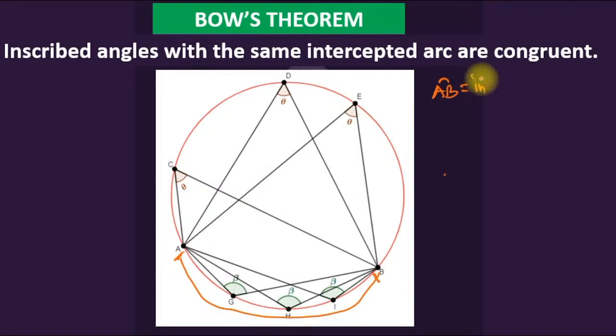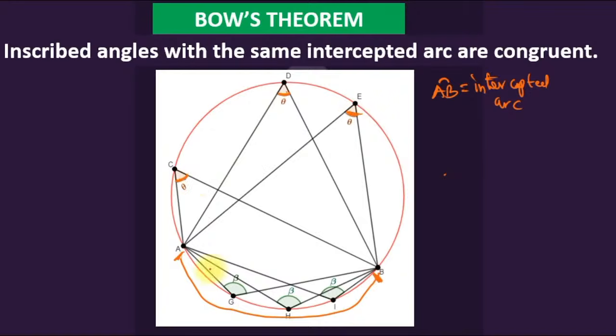The arc that forms the inscribed angle is called intercepted arc. So look at this. The inscribed angle is theta. That same intercepted arc will produce angle D. Do you see it? That same A, B. Also look at E. Do you see that same arc? So the theorem is telling us that once they have the same intercepted arc, the inscribed angle must be equal. That's why it's theta, theta, theta.